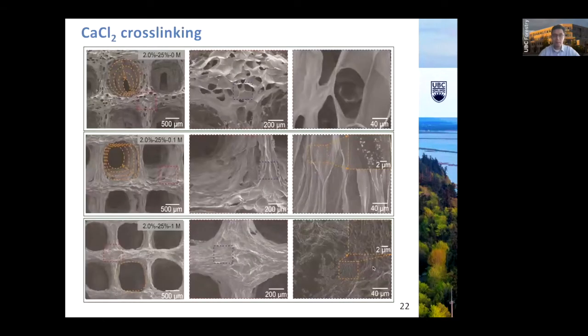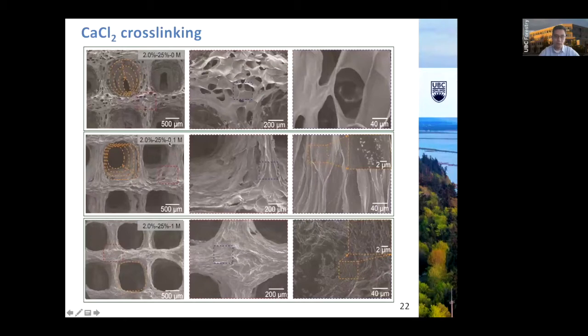So here is the effect of calcium chloride cross-linking. This SEM image shows the sample without any cross-linking. We see a lot of pore structure. Those pores are formed by ice crystals, as we used freeze drying to dry the sample. There are so many pores that even the printed holes are barely observable.